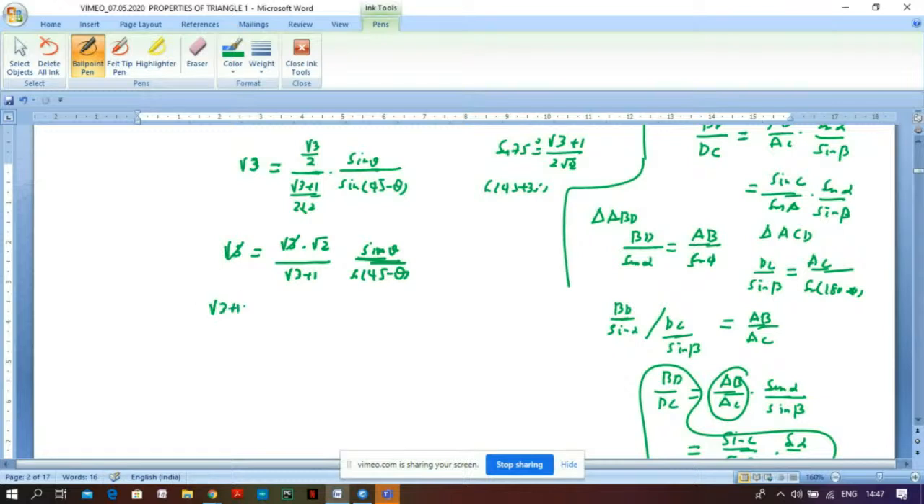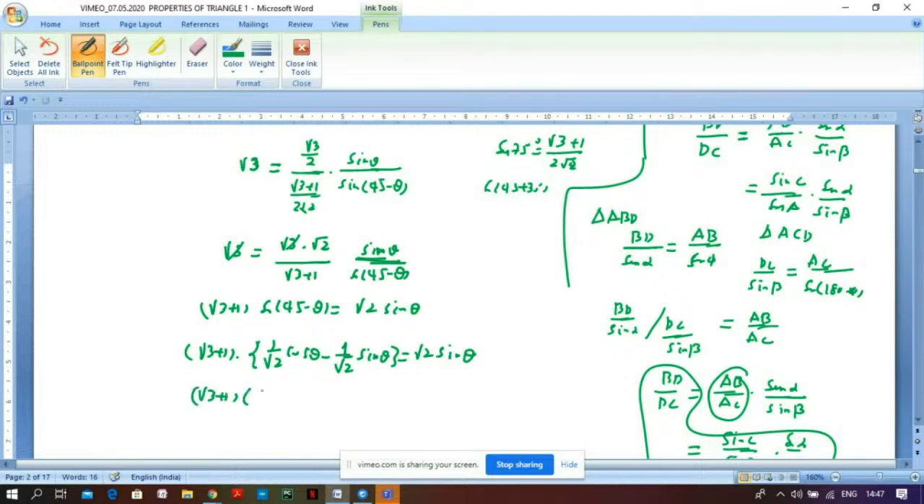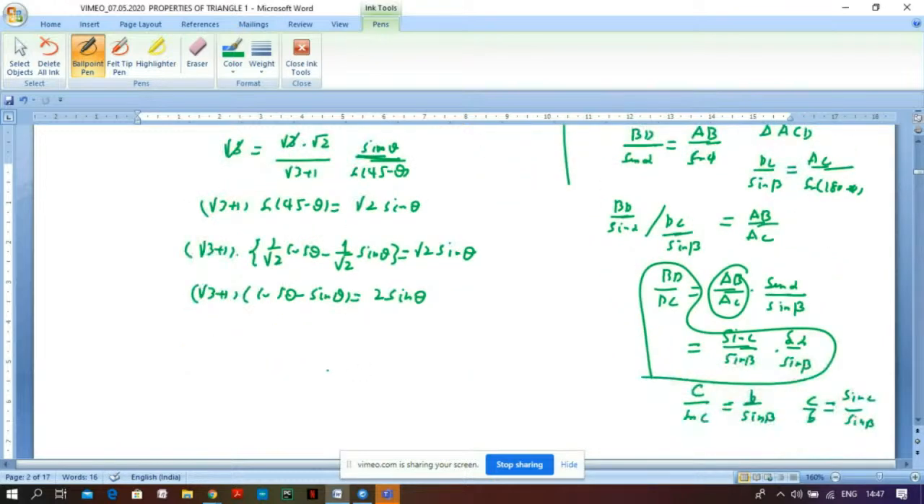So I will write root 3 plus 1 times sine of 45 minus theta is root 2 times sine theta. That gives root 3 plus 1 times sine 45, so 1 by root 2 times (sin 45 cos theta minus cos 45 sine theta), that is 1 over root 2, times sine theta. I can send that root 2 to this side. It will multiply easily. So root 3 plus 1 times (cos of theta minus sine of theta) is twice of sine of theta.